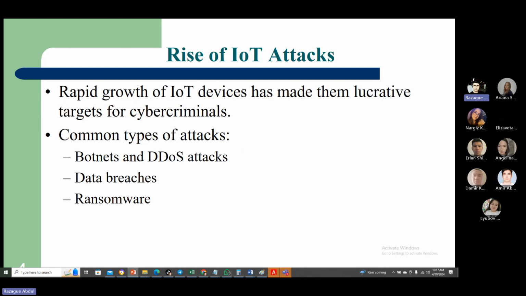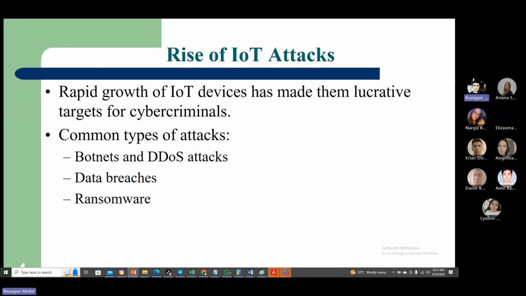Common vulnerabilities exploited in IoT devices include weak authentication mechanisms, unencrypted communication channels, and insecure firmware. The consequences of an IoT data breach can be severe, leading to financial losses, reputational damage, and privacy violations for individuals and organizations.